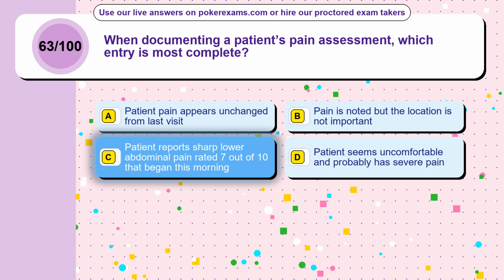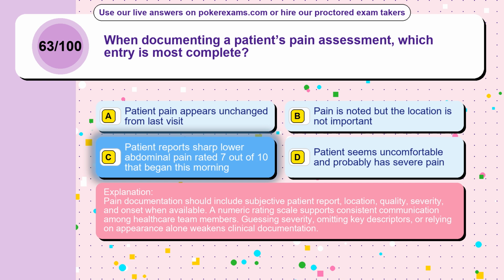The correct answer is option C, patient reports sharp lower abdominal pain rated 7 out of 10 that began this morning. Pain documentation should include subjective patient report, location, quality, severity, and onset when available. A numeric rating scale supports consistent communication among healthcare team members. Guessing severity, omitting key descriptors, or relying on appearance alone weakens clinical documentation.